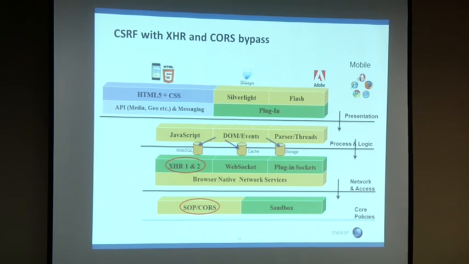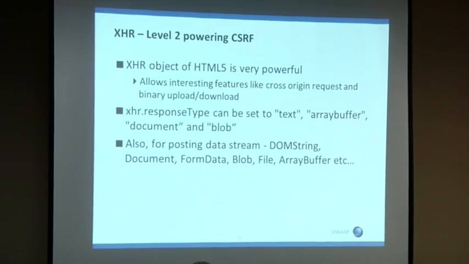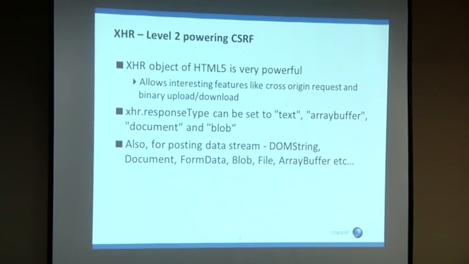We'll see why. So now what we have is XHR level 2, and we are attacking CORS or SOP. With XHR level 2, the XHR call is very powerful. The XHR object is very powerful. So XHR is no longer text only. You can pretty much send text, array buffer, document, blob, binary, and so on. So the first thing is, using XHR, you can now pretty much send any data across the sockets. That's number one.